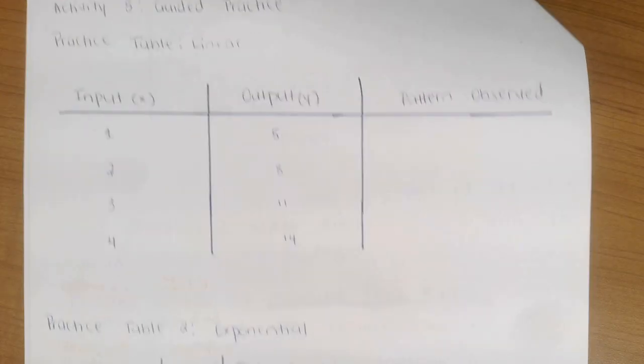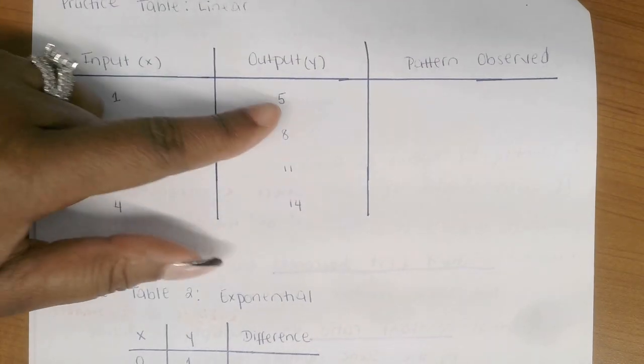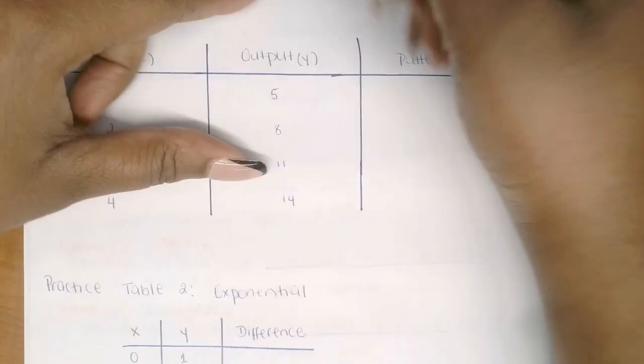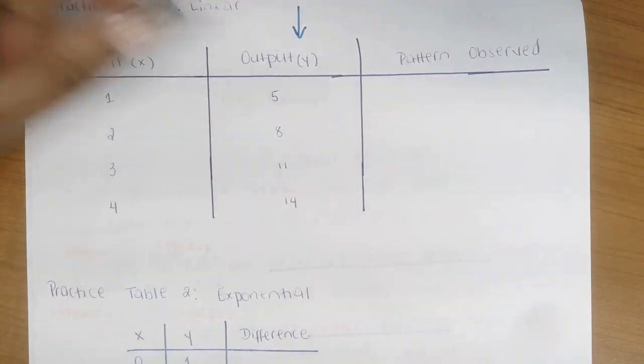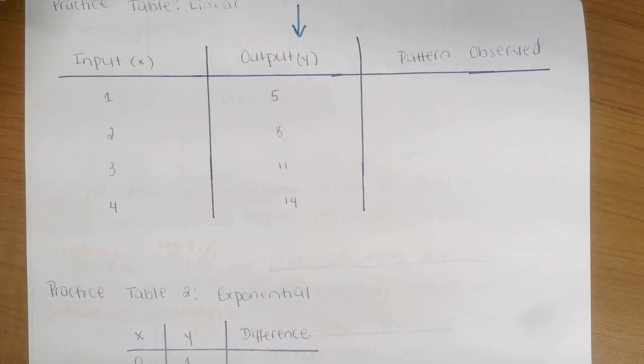So the first guided practice says, input X, output Y. Always focus on your Y column. And then it says pattern observed. So I would implore you, it is your exam. If you need to mark up your paper, not in a way that the person that is grading it isn't able to understand, but mark it up in a way that you're able to understand and you're able to write down information that will help you to solve the question. You're free to do that.